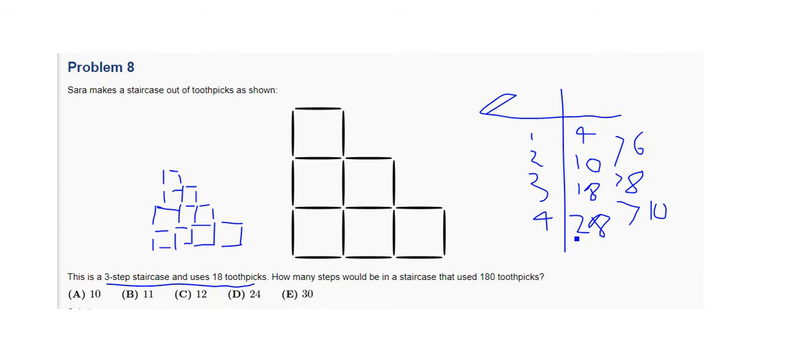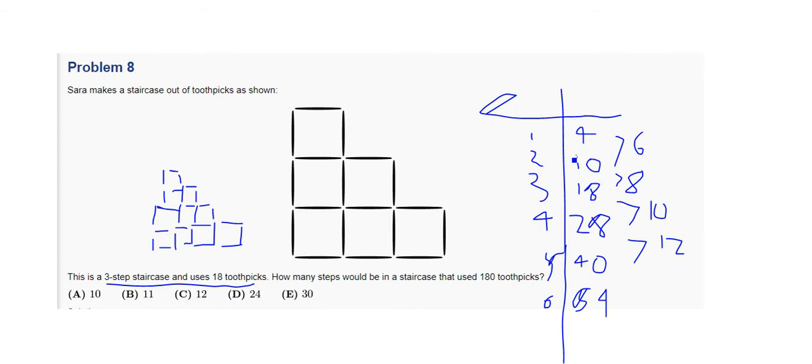So what I did, I went down. I went 4, 5, and then 28 plus 12 is, hold on, let's draw a line all the way down, 40. Then I went 6, and then 40 plus 14 is 54. And I went all the way down to 180 to find our answer would be 12. But there's another way of doing this.